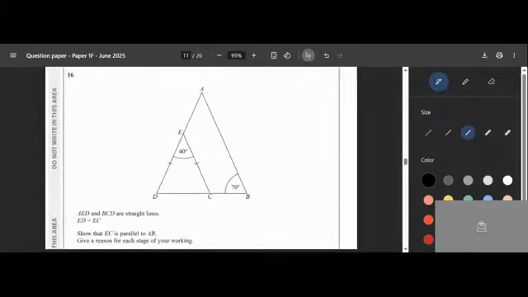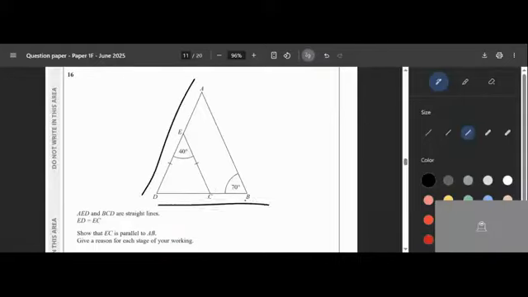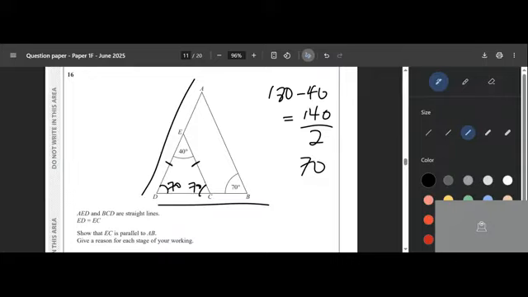So you're told that in this figure here, AED and BCD are straight lines. You can see these lines here. This is what they're talking about. They're straight lines. Then ED is equal to EC. So if they're equal, it means we can find this angle, right? So this is 40. I'll say 180 minus 40 to give me 140. Divided by 2 because they are equal, we get 70. So it means that this angle here is 70, and this angle is 70.